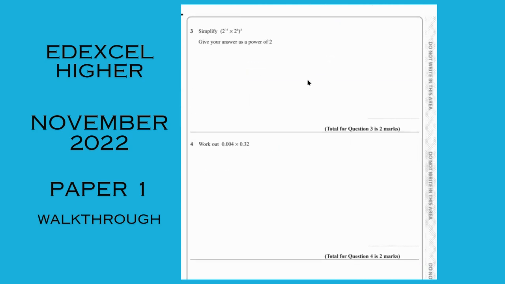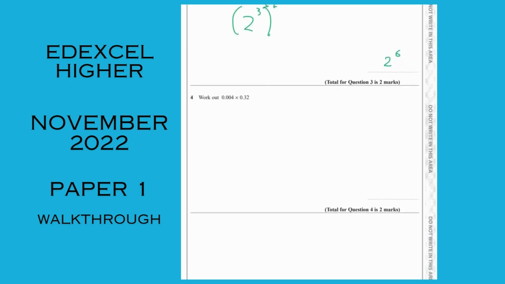Number 3, don't forget, even though it's an indices question, BIDMAS rules always apply. So do the brackets first. -5 added to 8 means you've got 2 cubed inside. And here you've got the power rule. Cubed, squared, then multiplied, giving you 2 to the power of 6.